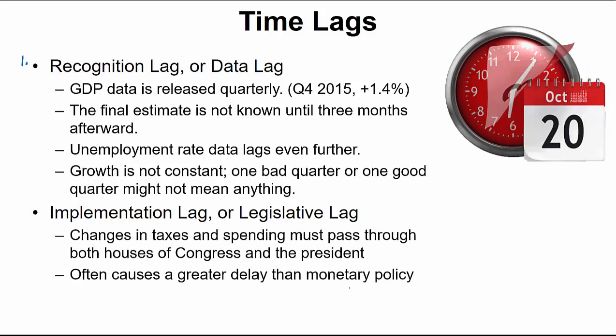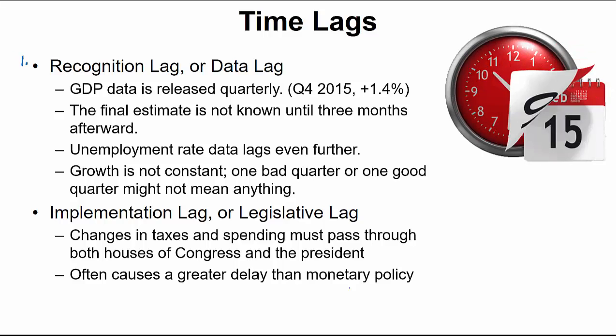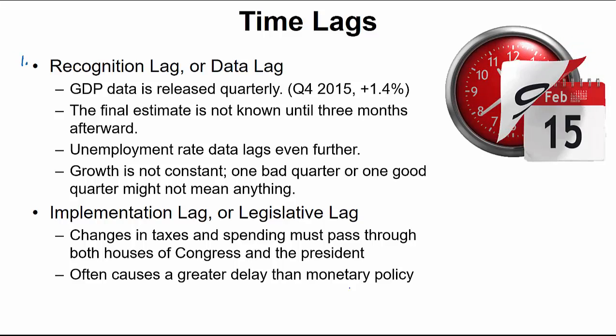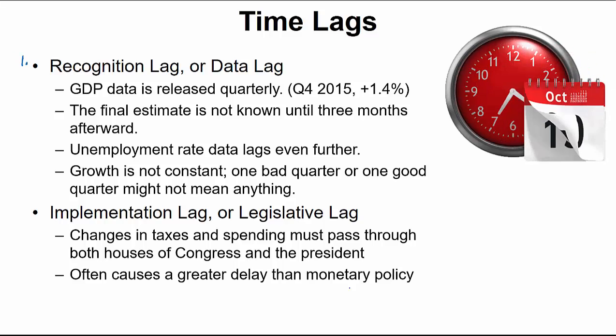Okay? Then we have what's called the implementation or legislative lag. So let's say we figure out that we're in a recession. All right? Are we going to do anything about it? Because most of the time recessions are over within 6 months to 11 months, 12 months tops. And so if we do nothing, it's probably going to resolve itself and be over before we can do anything. So there's always that delay in figuring out if we should do something.